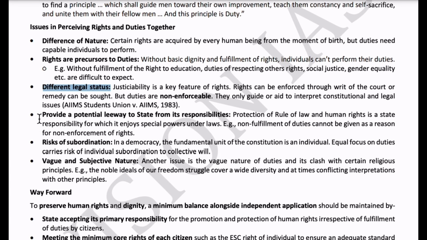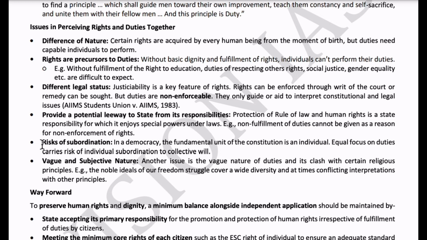And next is that it provides a potential leeway to the state from its responsibilities, like protection of rule of law and human rights is state responsibility. Yes, protection of rule of law and human rights is state responsibility. But on the other side, non-fulfillment of duties cannot be given to the state's responsibility, right? The citizens should take their own steps and their own measures to balance both of them. So this is one of the issues.